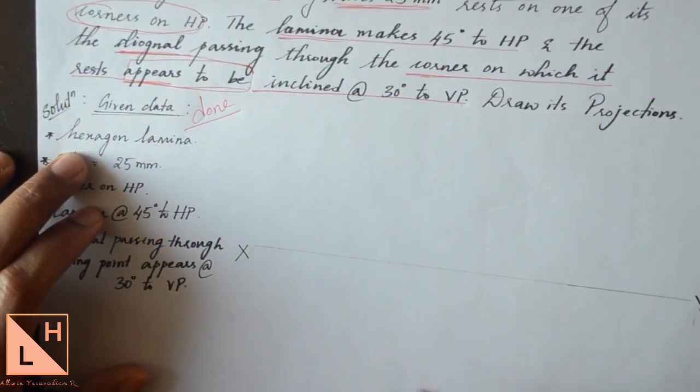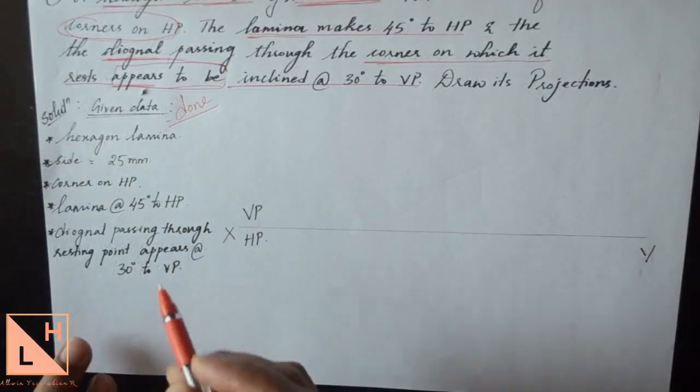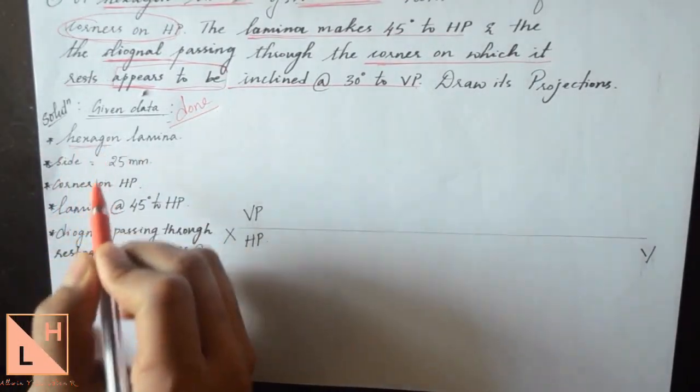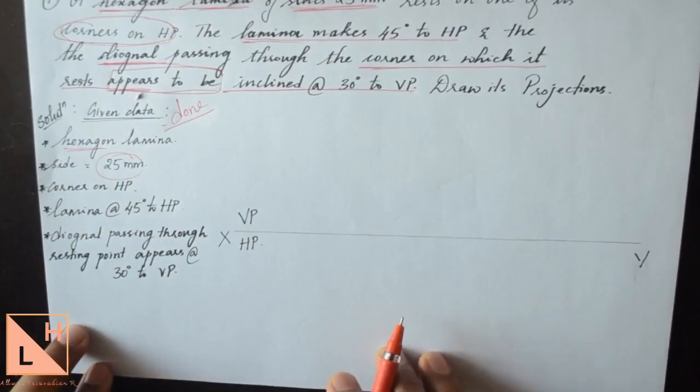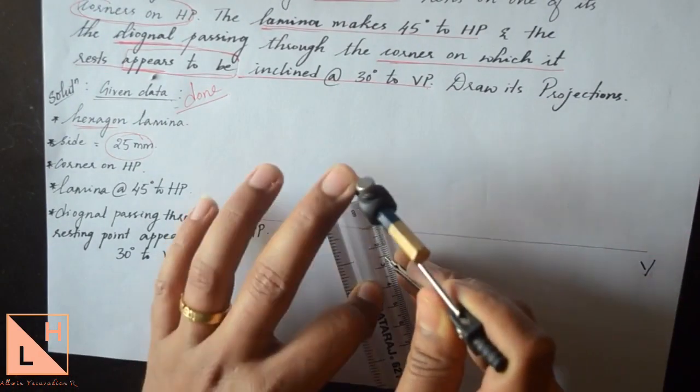So first we'll draw an XY line. Above the line will be considered VP and below as HP. Since we need to draw a hexagon of 25 mm side, we can use two methods. One of the methods, which I'm using, is the circle method. So take 25 mm in your compass.